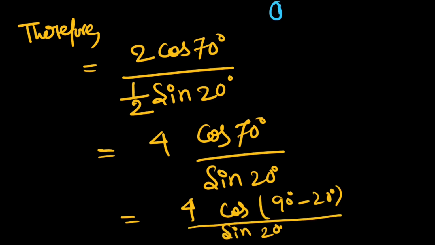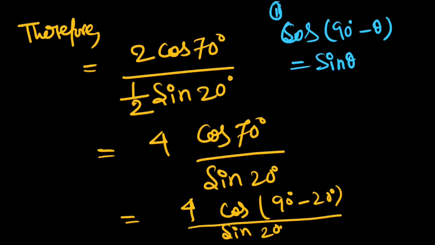Here we use this note. We know cos of 90 degree minus theta is equal to sine theta, because cos and sine are interchanged at the 90 degree angle. So cos of 90 degree minus theta is equal to sine theta. Therefore we use here this identity.